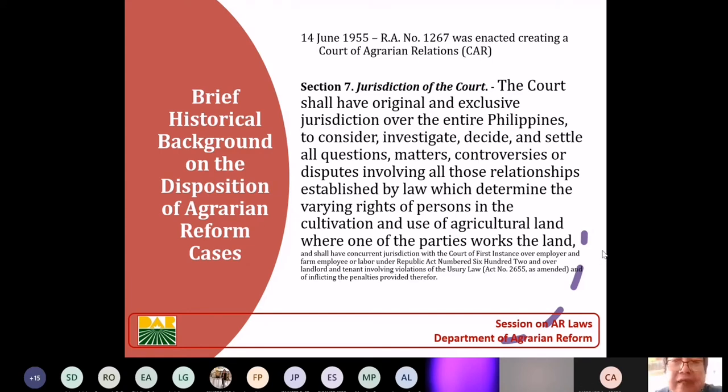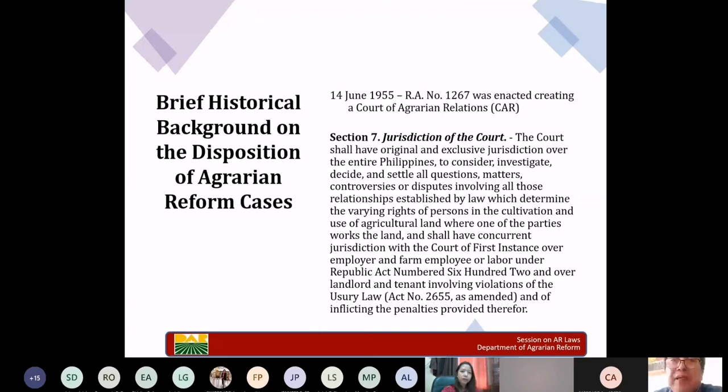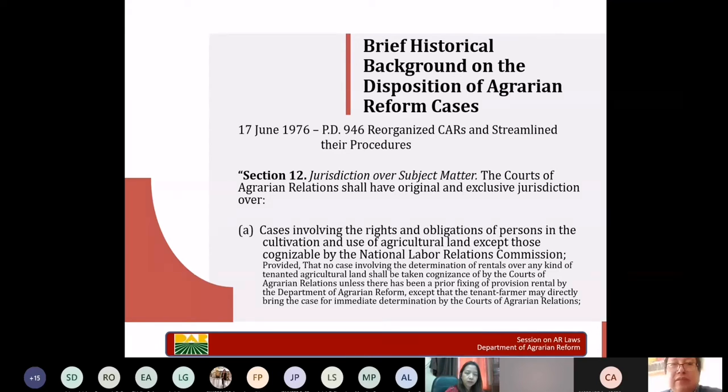And after the amendment of 1199 and RA 3844 by RA 6389 in 1971, subsequently in 1976, RA 6389 amended 1199 and 3844. But please take note that 6389 did not totally repeal RA 1199 and RA 3844.